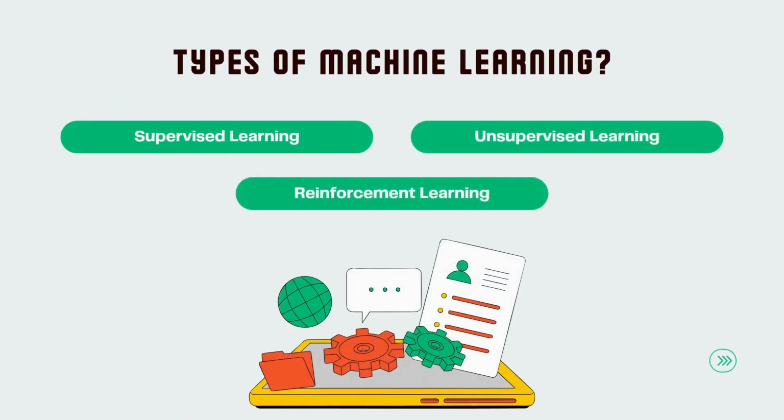Then we can see the types of machine learning. There are 3 main types of machine learning. The first one is supervised learning, the second is unsupervised learning, and the third one is reinforcement learning. In this video, I can't explain all of that. In the next video, I will explain in depth what supervised learning is and what unsupervised learning is.